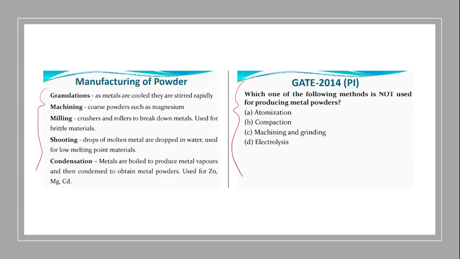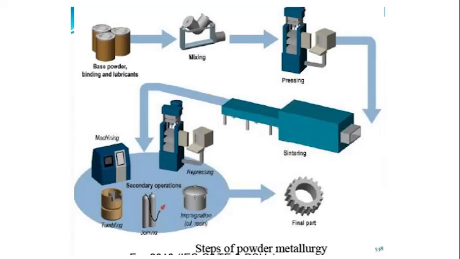Which one of the following methods is not used for producing metal powders? We have seen atomization, machining, grinding, and electrolysis can all produce metal powders. Compaction is a different process, it is not used to produce metal powders. Now this is the overall chart for powder metallurgy. There will be base powders, and we will use some binding material or lubricants, then we will mix it. First process is mixing.